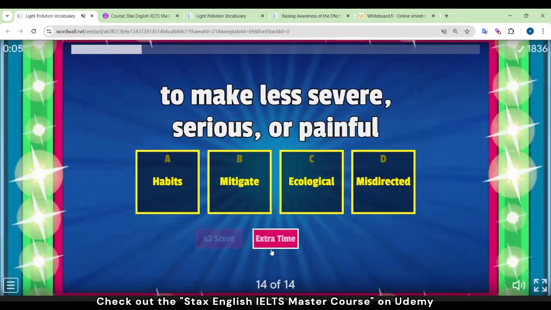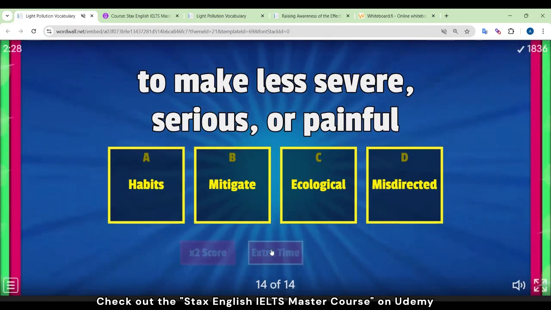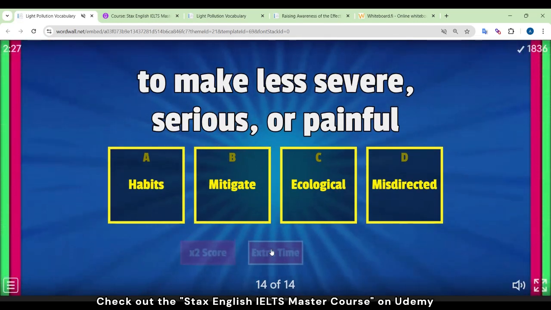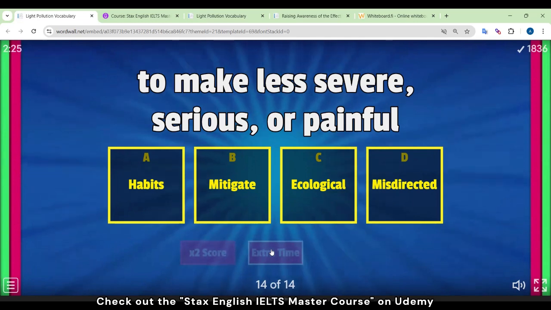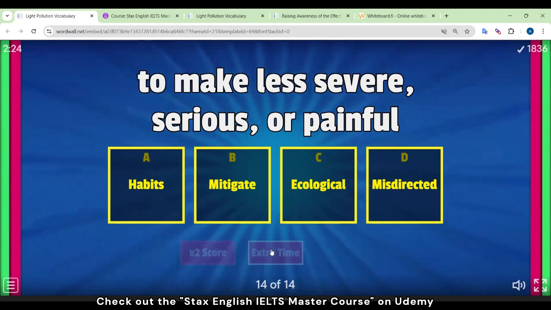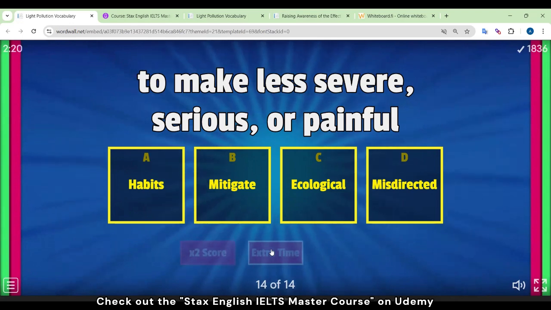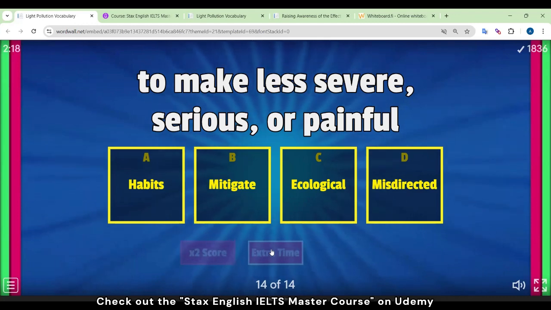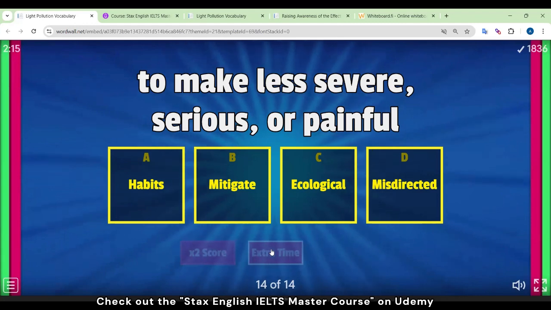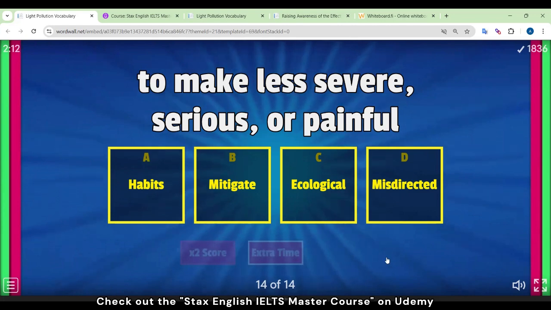What do you think? I think it is habit. It's not habits. So we want to reduce damage. It's not misdirected, not habits. Teacher, I choose misdirected before. You did, yes.